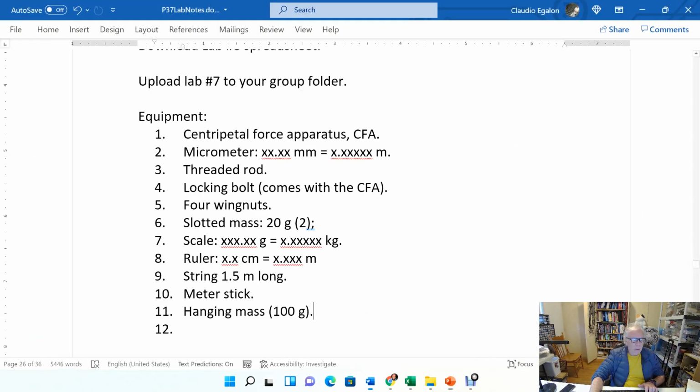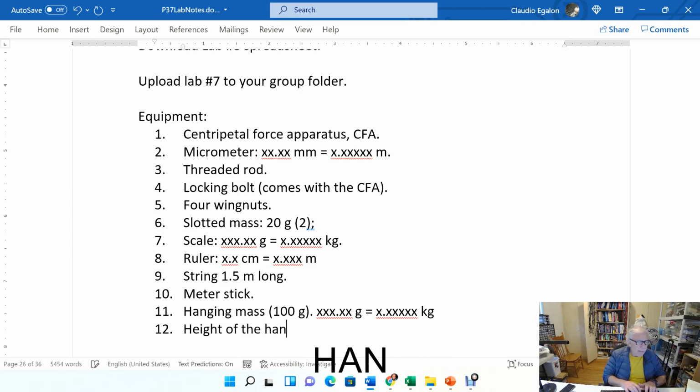Okay, so here you go. The hanging mass will be recorded in grams, right? 12.312 grams, which is equal to 0.012312 kilograms. That's how you're going to record the hanging mass. The height of the hanging mass is measured with the meter stick. So it's going to be around 1 meter. It's going to be in centimeters, but then you have to change to meters, to millimeters. Yeah, like that. Height of the hanging mass.